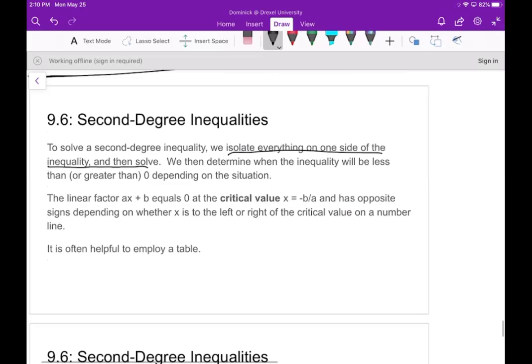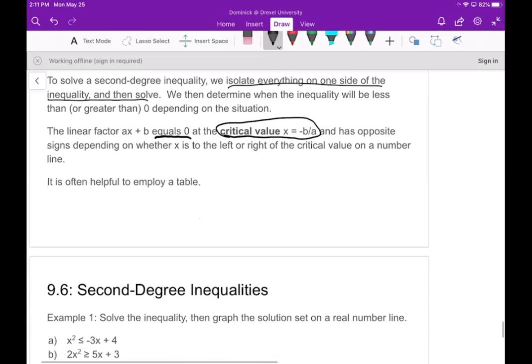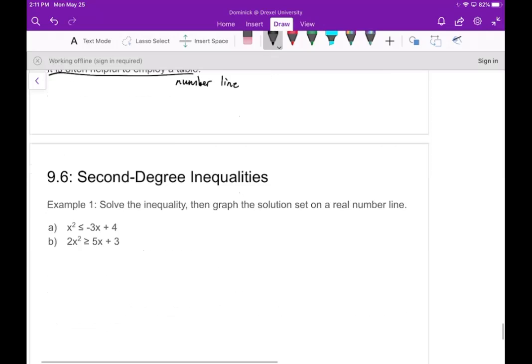And then, of course, what we're going to do is find when it equals 0, and we're going to refer to those as critical values. Now, if you're on the left of that critical value, it's going to be positive or negative, and if you're on the right, it's going to be the opposite, as long as you have a linear factor, which is what we're going to hopefully do. Then we're going to employ a table to figure this out. Usually, instead of a table, I use a number line. I think it's a little easier. Let me show you what I mean by that.